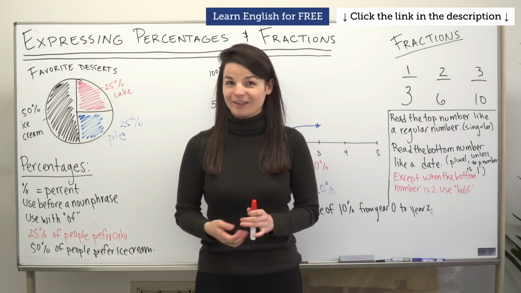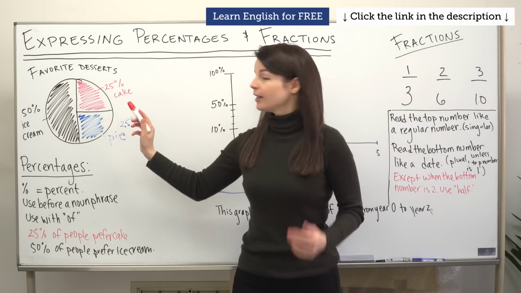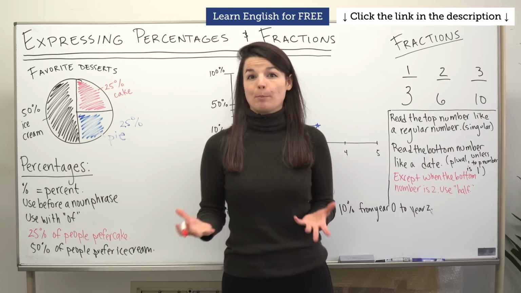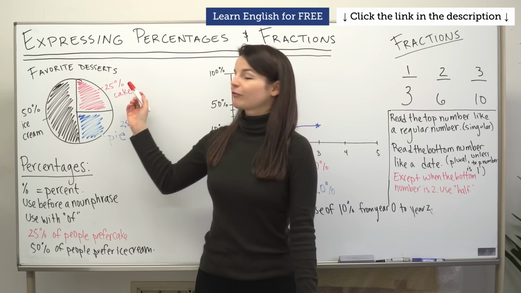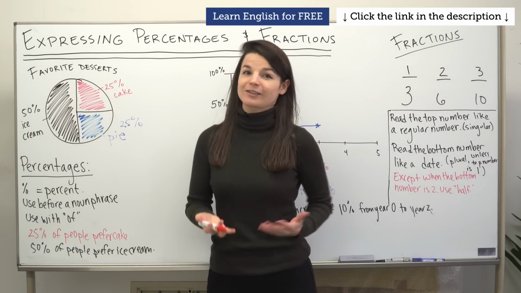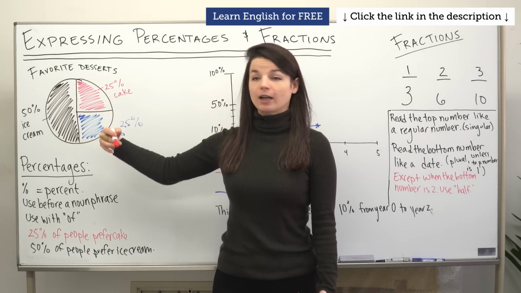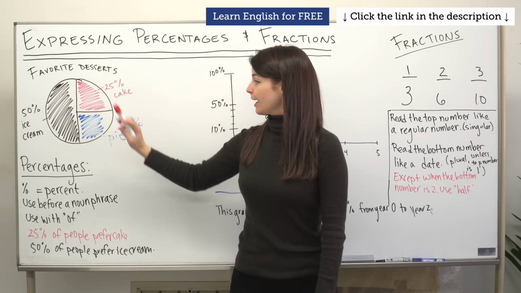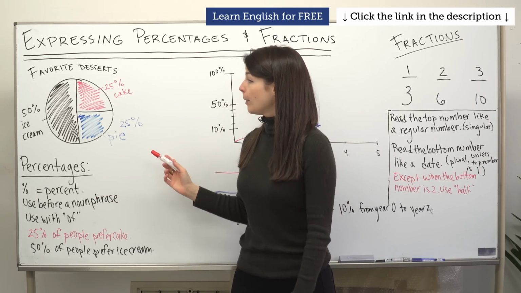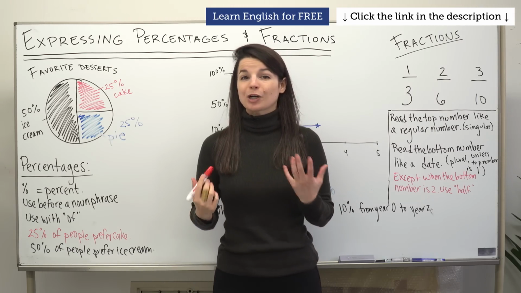So let's get started. Okay, the first thing that I want to look at is this chart over here. This style of chart we call a pie chart in English. It looks like a pie. In this case, for this example, I've made it into data about our favorite desserts, just for example. So the black part is people who like ice cream, red is cake, and blue is pie. But I want to use this to explain how we talk about percentages.